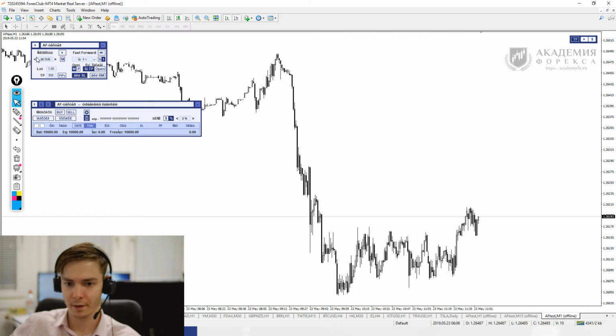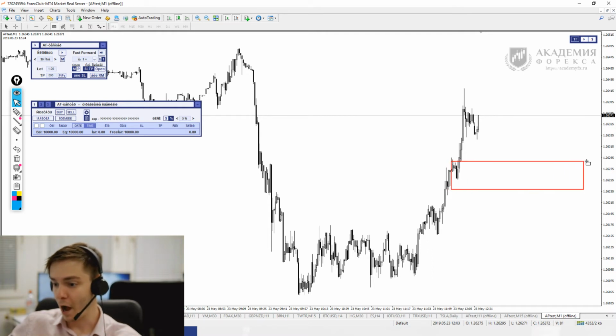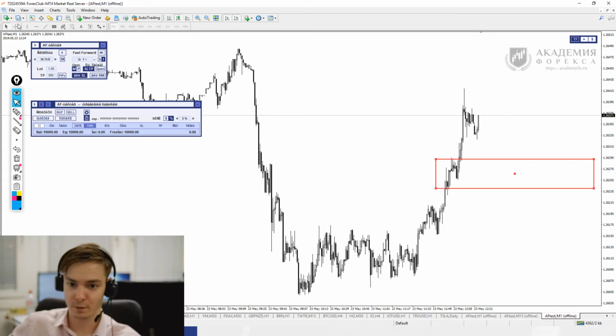Okay, let's find our pattern here. As you see, the market has just started rebounding, and for our scenario, it is the best way to spot some long situations. So I will use this red rectangle for drawing or marking our consolidation levels. So we have the first consolidation.